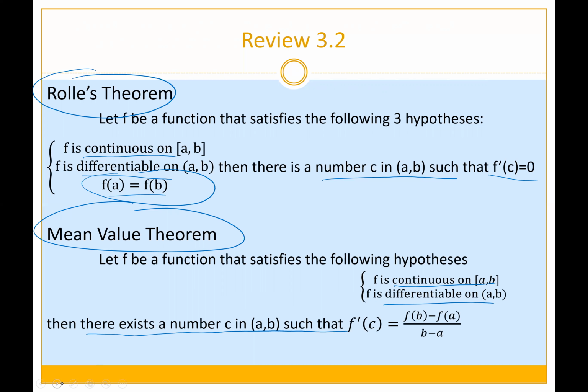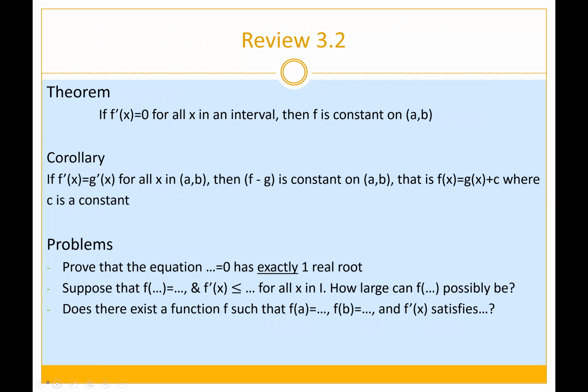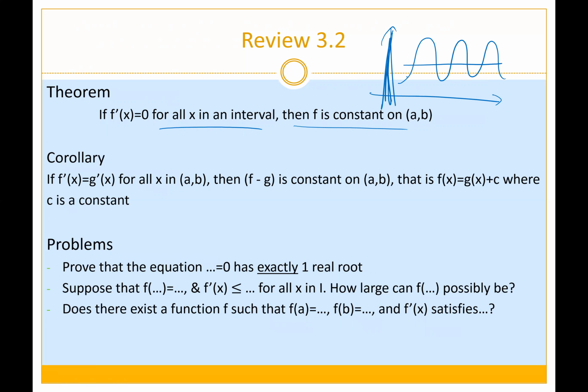Having said that, we also have other theorems. If you have f'(x) = 0, so the derivative of the function is equal to 0 for all x in an interval, then f is a constant. It's very easy to visualize if it's equal to 0: it's just going to be a straight line. If it's a curve, then there will be points where the slope of the derivative is not 0, so this condition is not satisfied. So there's only one case where, if you have f'(x) = 0 for all x on an interval, then f is a constant.